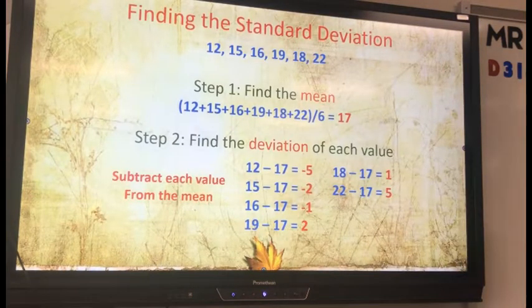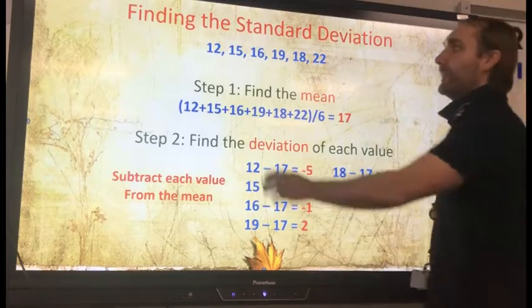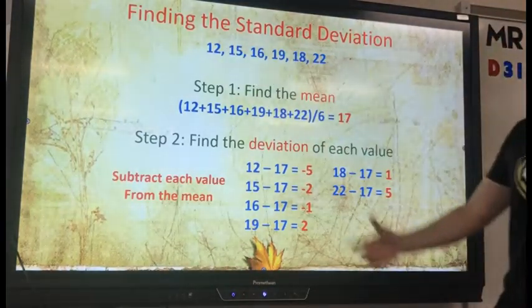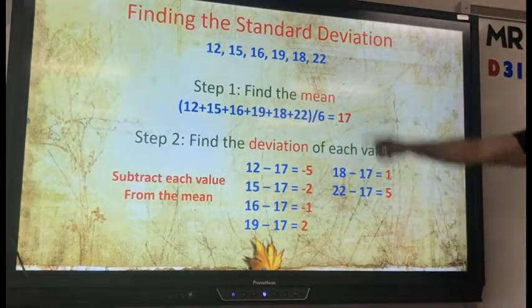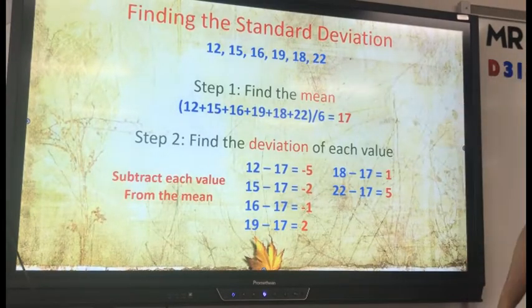Finding the standard deviation, step 1 is we need to find the mean. So I have my data points here, 12, 15, 16, 19, 18, and 22. I'm going to add those numbers together, divide by 6. The average of this data is 17.